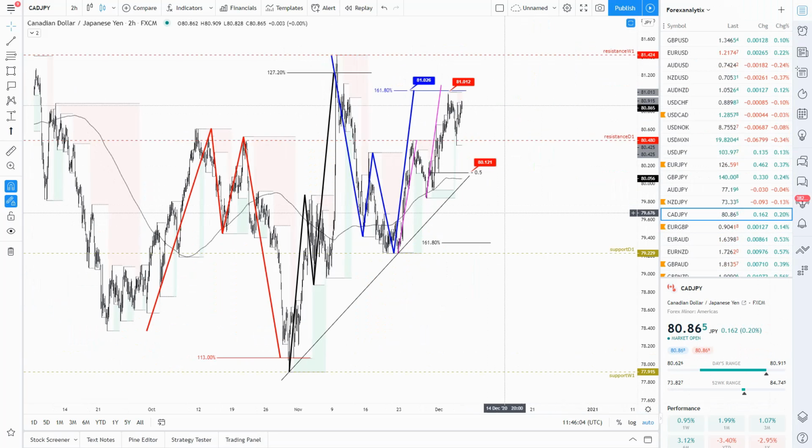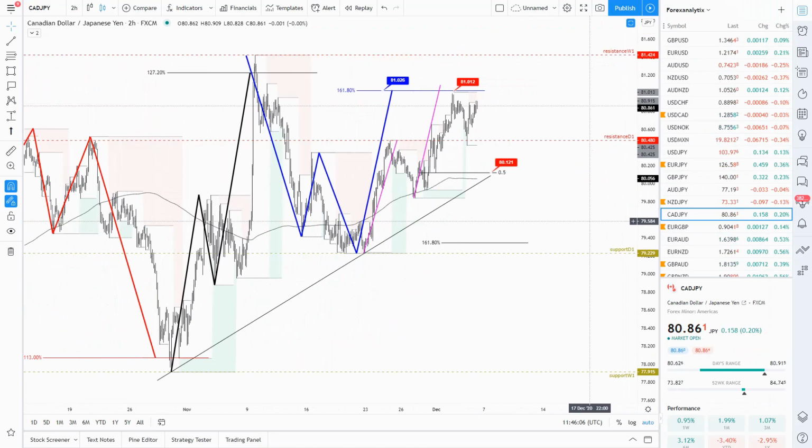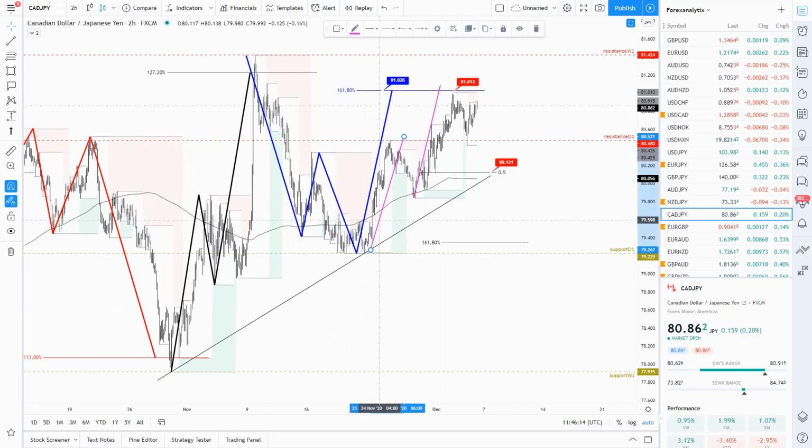The Canadian dollar versus the yen, also approaching the symmetry from this previous swing high, as a symmetrical projection of this swing, just a few points above the most recent highs.